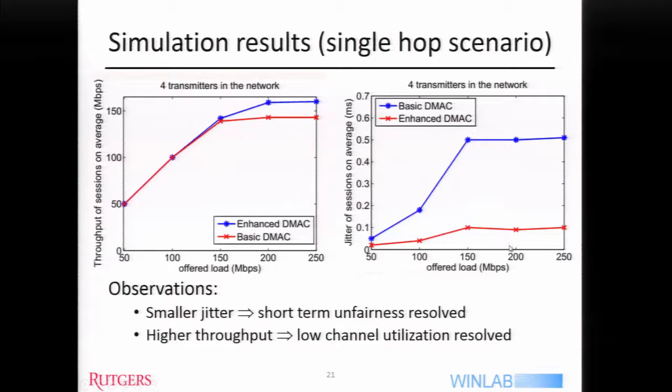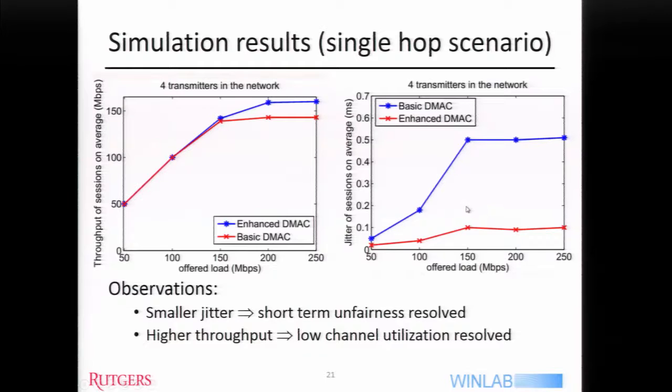So what's the difference between basic and enhanced? Enhanced is your protocol, right? Yeah, it's mine. So what's basic? Basic is an existing solution in 2.4 GHz. The difference is that they use exponential backoff. So the main advantage of not using the exponential backoff is the jitter reduction. Yes, for the single hop scenario.